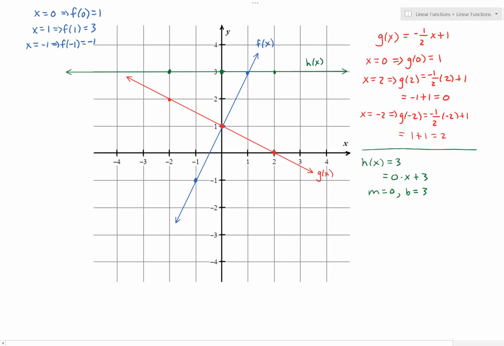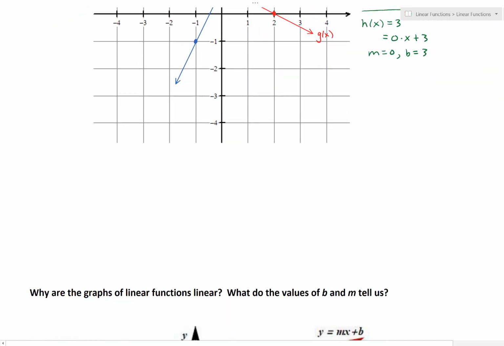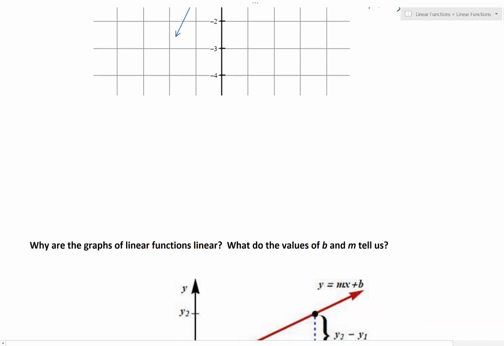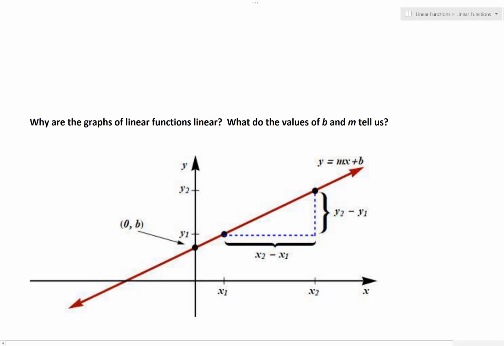So we can be more efficient with this. We don't always have to plot the points. Let's dive into more about what the values of b and m really tell us when we look at the graph. So as we just saw, these graphs are lines. And here's just a generic picture of a linear function, calling it y here equal to mx plus b.